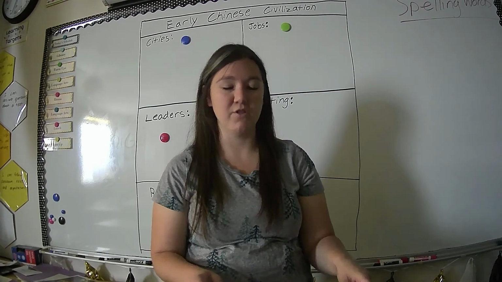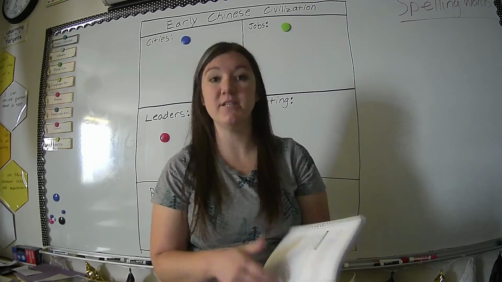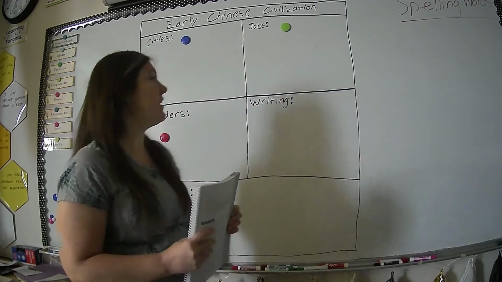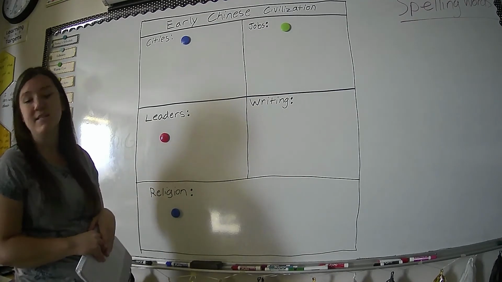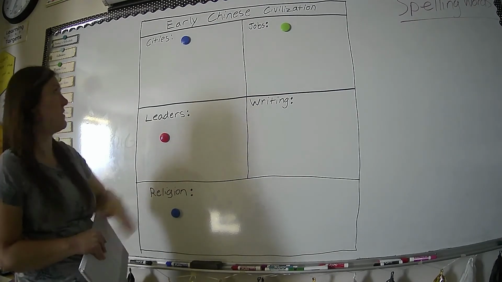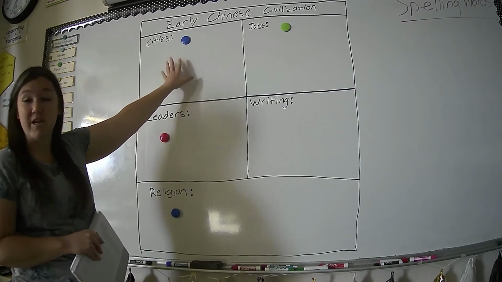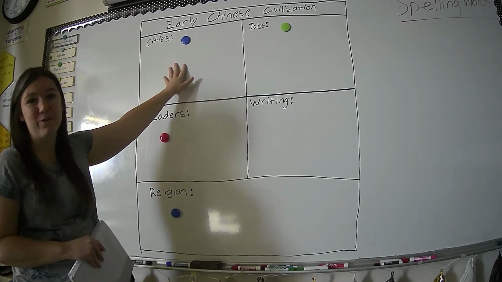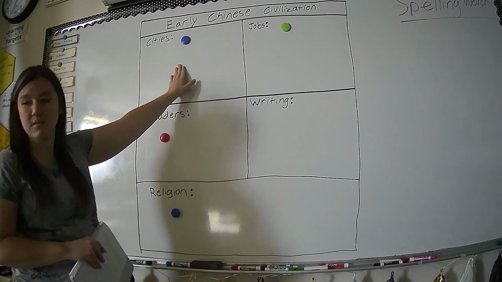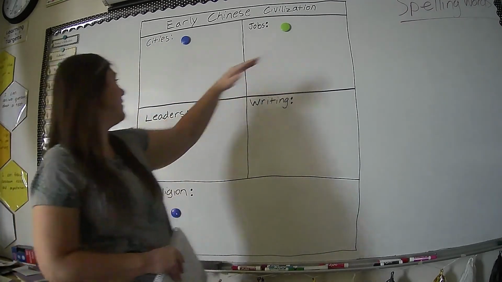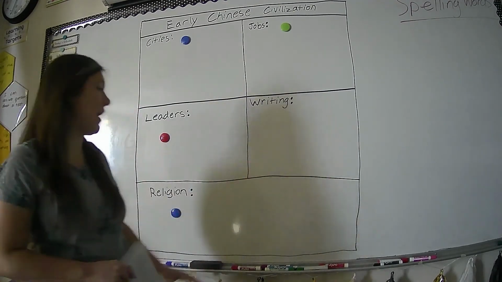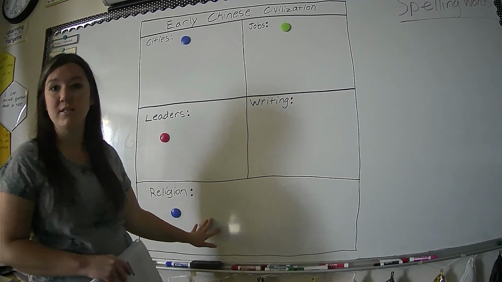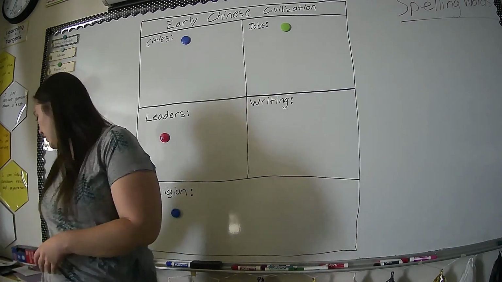All right, my friends, just like with our ancient Indian civilizations, I've made an ancient Chinese civilization chart. This has the same categories. I know they're a little bit hard to see. The Chinese civilization chart has all of the components that are necessary for a civilization, including cities, jobs, leaders, writing, and religion. Today, the first one I want to talk about is religion.